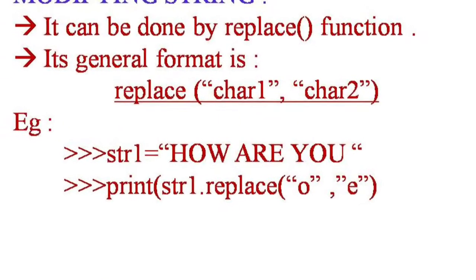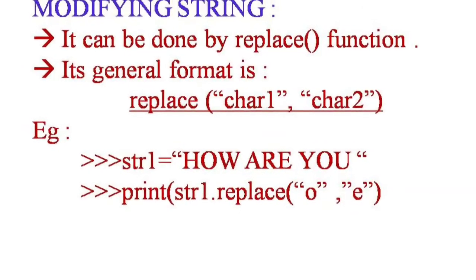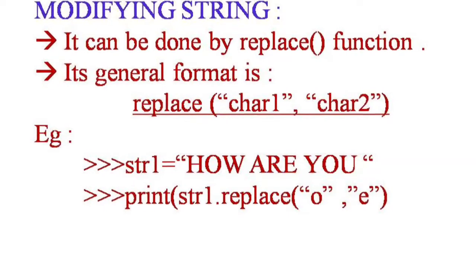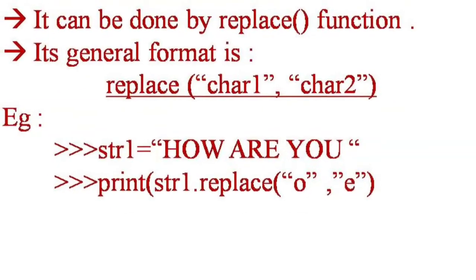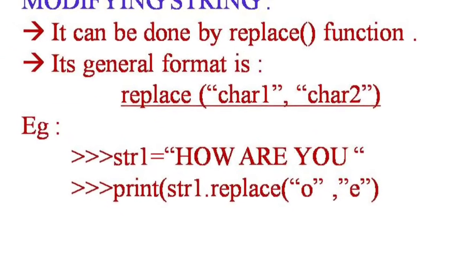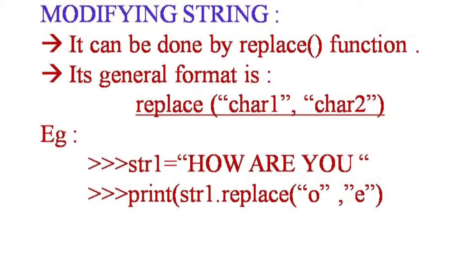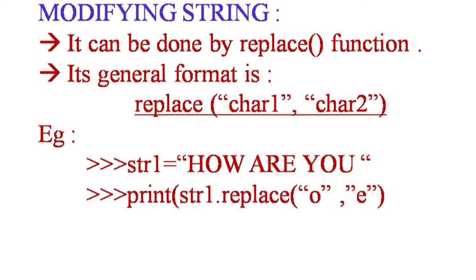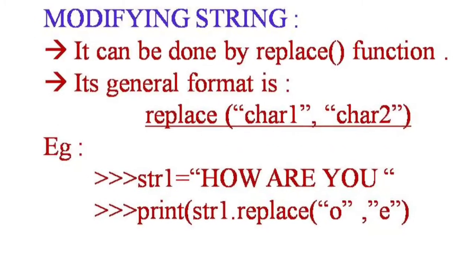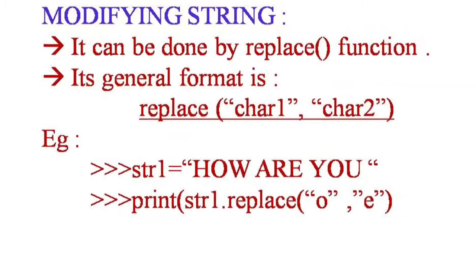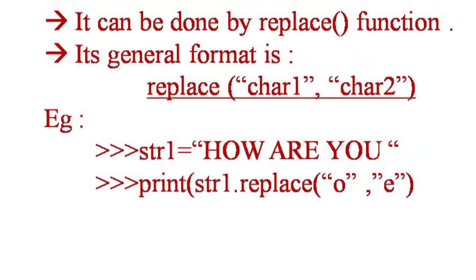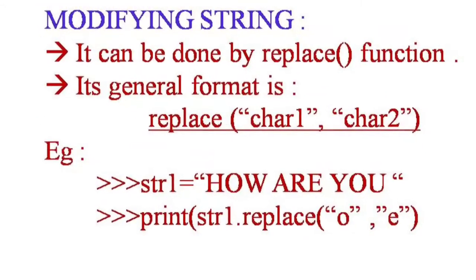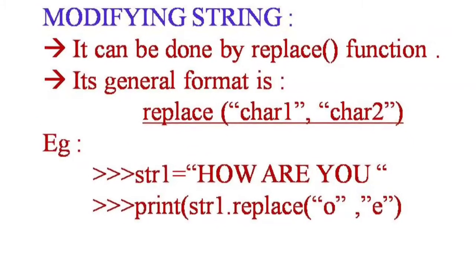Next one we have is the modification of a string. Usually Python does not support any modification in its string, but it provides a function called replace to change all occurrences of a particular character in a string. In this example, O is replaced with E using the replace function.